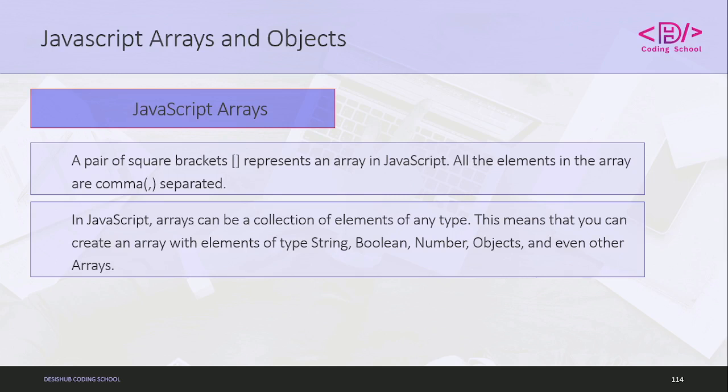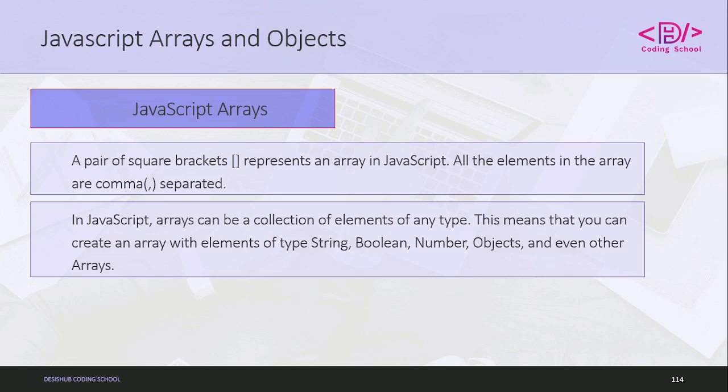So JavaScript arrays. How do we know that this is an array? A pair of square brackets represents an array in JavaScript. Wherever you see data enclosed inside square brackets, I repeat, wherever you see data enclosed in square brackets in JavaScript, that defines an array. All elements in an array are comma separated, so all the elements you put in an array you have to separate with a comma.